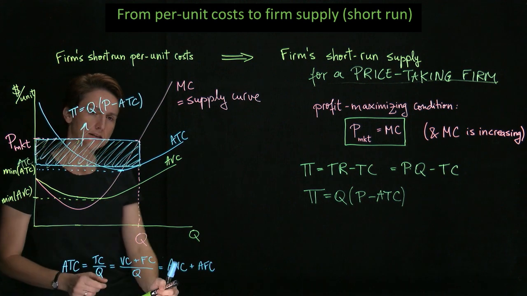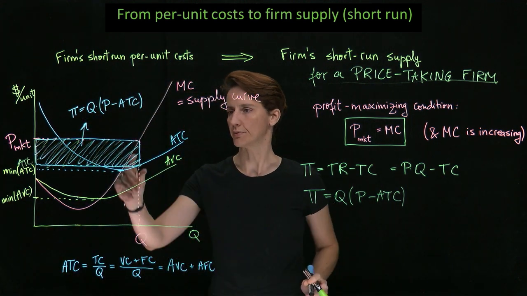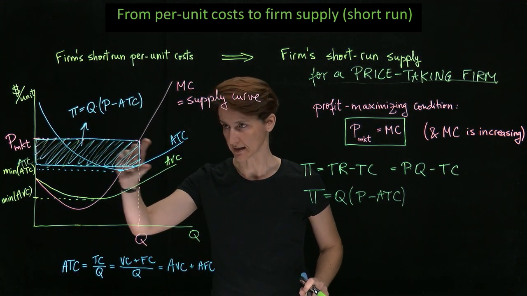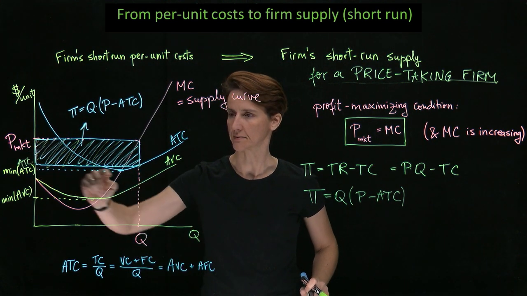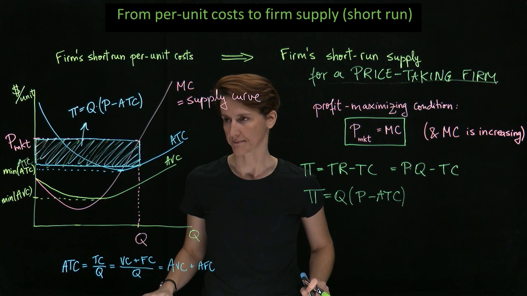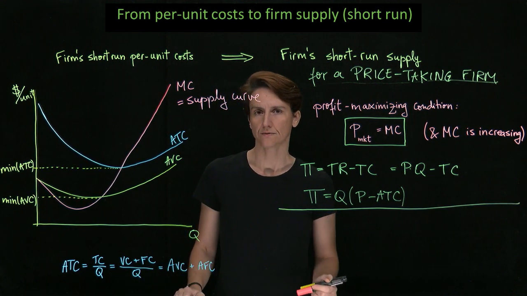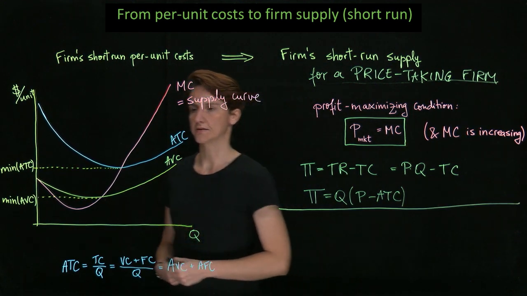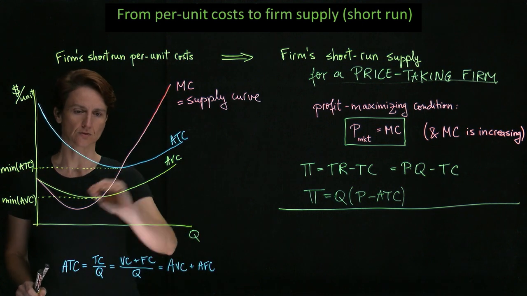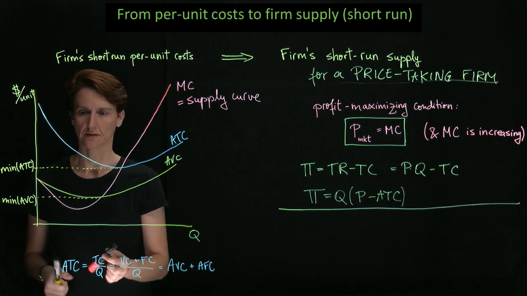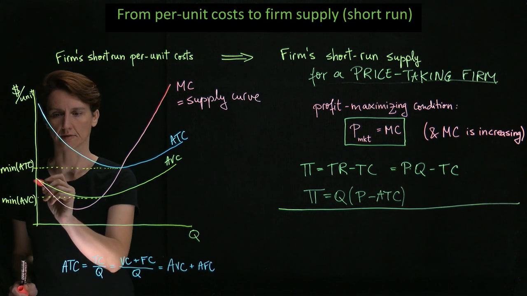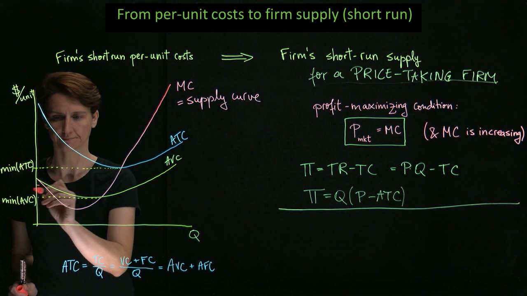As you can see then, profit will be positive as long as at the output level chosen, price is above the average total cost. What if the market price is below the minimum of average total cost, but above the minimum of average variable cost? In that case, let's show it here, for example.